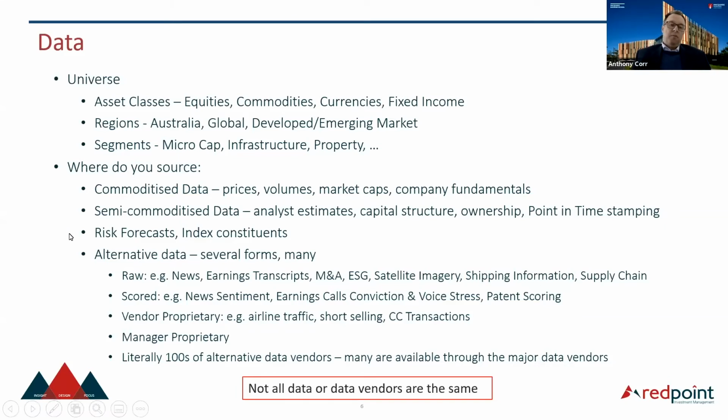Other kinds of data, you may or may not need risk forecasters. Lots of data vendors will provide that information to you, and you may not need index constituents. Now, I suppose the big area that's growing at the moment is alternative data.